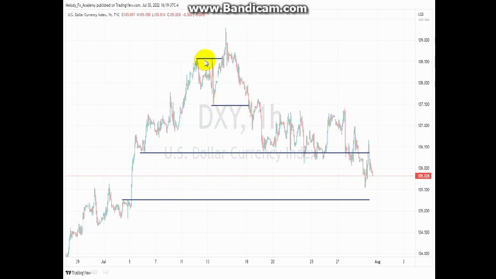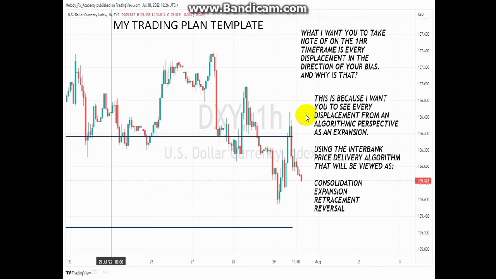So we have a run on liquidity, right? We have price drop down and we have that fair value gap. Now, from the daily time frame, the next time frame we go to is the 1 hour time frame. So we are doing this from a top down analysis approach. We are working from the top to the lower time frame.